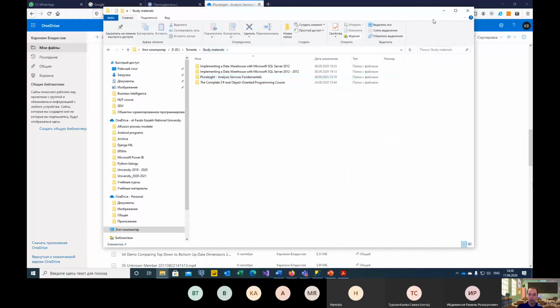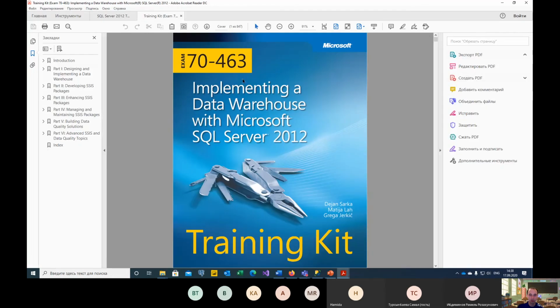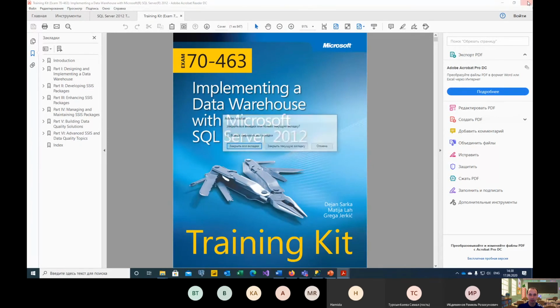And here is a book. Please take a look at it. It should be the official one for the Microsoft exam.